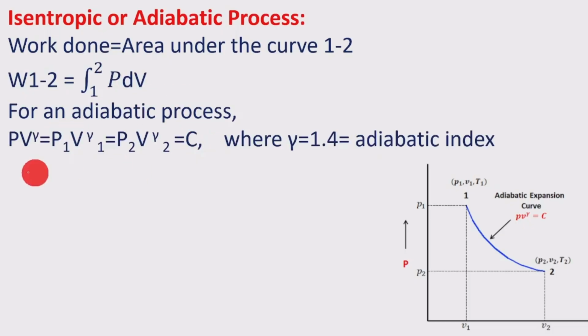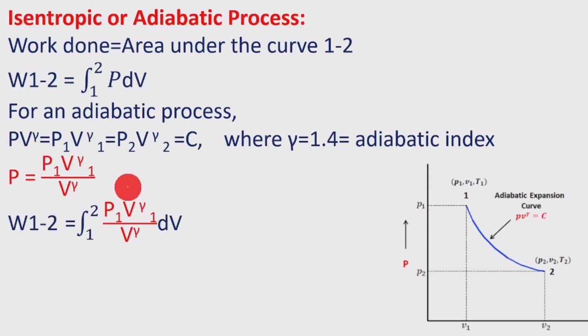Then for an adiabatic process, P1 V1 raised to gamma equals P2 V2 raised to gamma, which is constant, where gamma is equal to 1.4, the adiabatic index. In this expression, the P is taken from this relation for the adiabatic process and substituted in the work done expression and integrated. From this one, we take P equal to P1 V1 raised to gamma by V raised to gamma. If you substitute this in the equation, we get W1 to 2 equal to the integration from 1 to 2 of P1 V1 raised to gamma by V raised to gamma into dV.